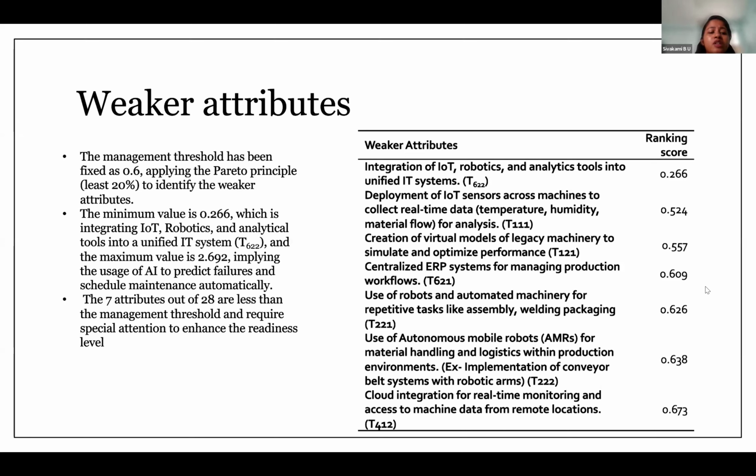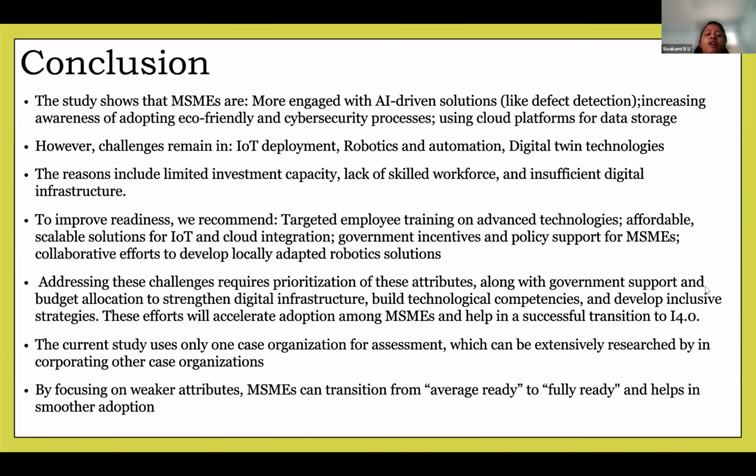And one interesting fact is that we were able to find that the maximum value is in the usage of AI to predict failures and schedule maintenance automatically in terms of manufacturing MSMEs. So to conclude, the paper has given us two aspects. One is the MSMEs are in average ready status, and secondly, we could find that the weaker attributes would be in the IoT development, IoT deployment, robotics, automation, and digital twin technologies, which has to be given more importance.